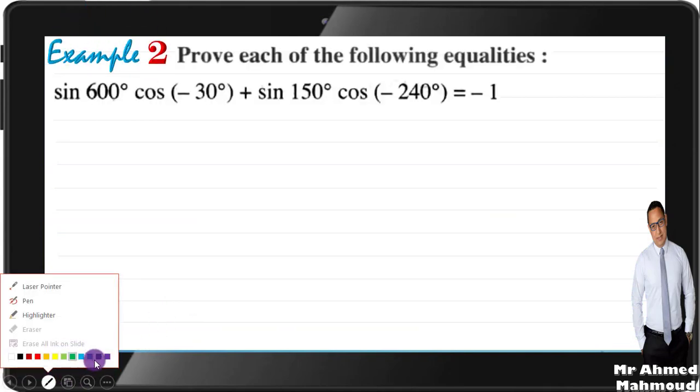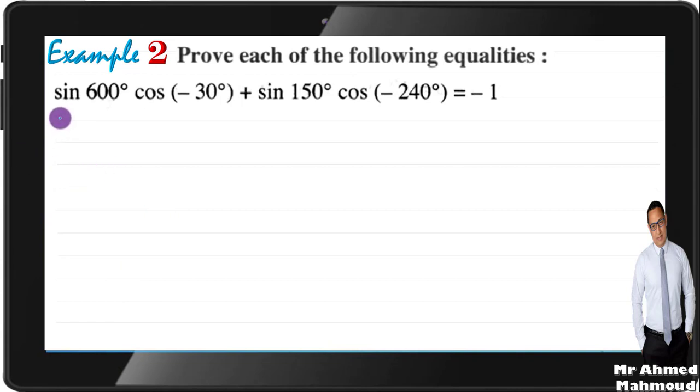Okay, now example 2. Prove each of the following. Start with the left hand side. Here 600 minus 360 equals 240, and cosine cancels the negative, so it will be cosine 30 directly. 150 is less than 360, sorry, and negative 240, cosine, ignore the negative.